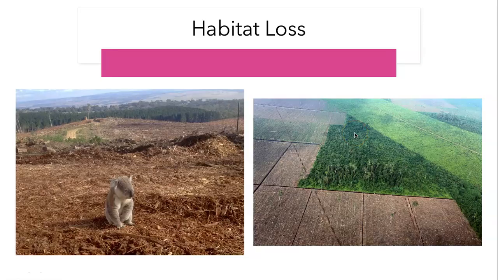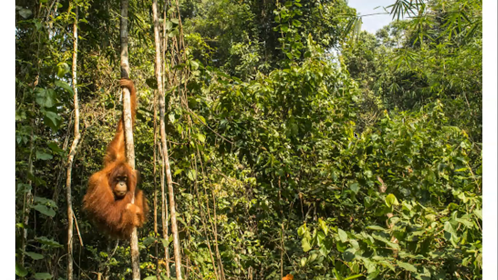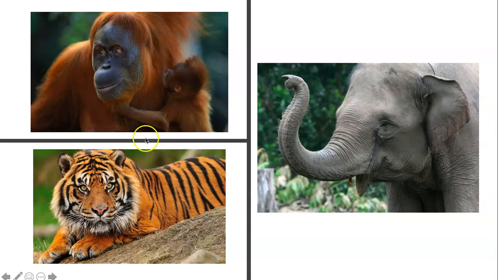So here's an example. Consider one of the most biodiverse places on the planet, Sumatra. It's home to a species of orangutan, a species of elephant. This is the Sumatran elephant, Sumatran orangutan, and the Sumatran tiger. And these are all critically endangered because half of Sumatra's forests is gone now.